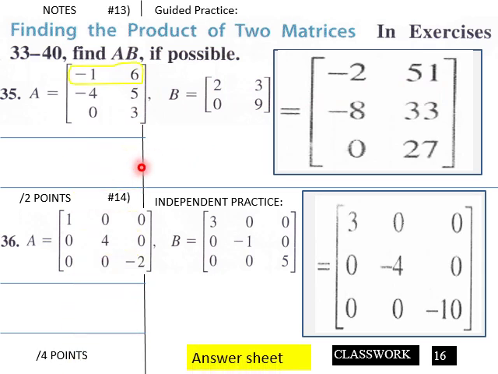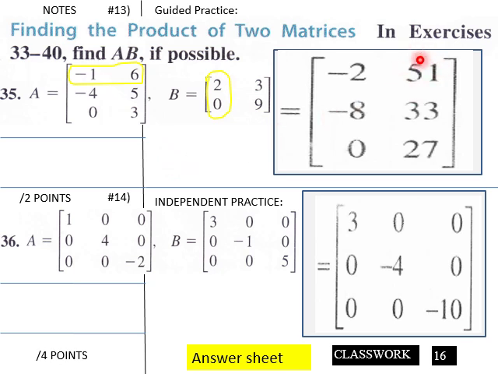Well, to get from there to there, we're going to multiply row by column. So here's our row, here's our column, and we have 2 columns. This multiplication will be this position over here. So negative 1 times 2 would be negative 2, and then 6 times 0 will be 0. So 0 and negative 2 will be negative 2. So that's how we got that one.